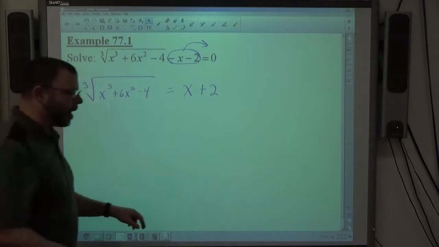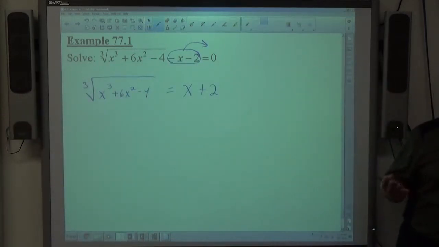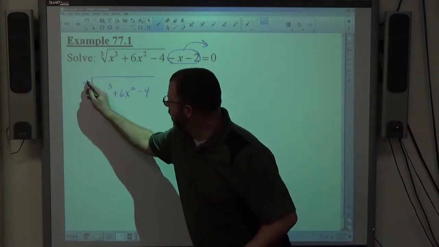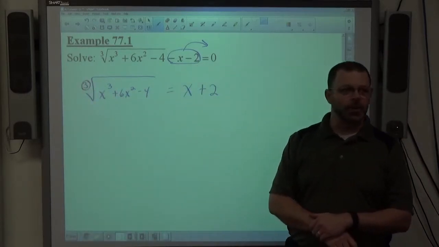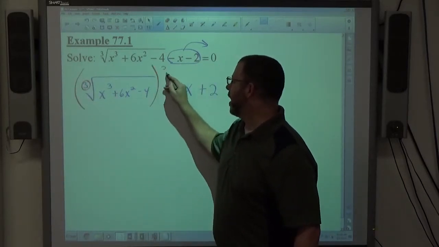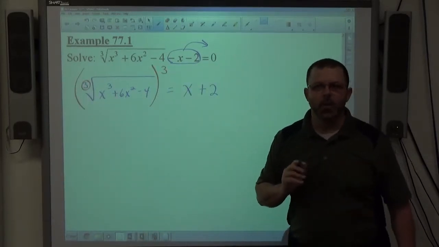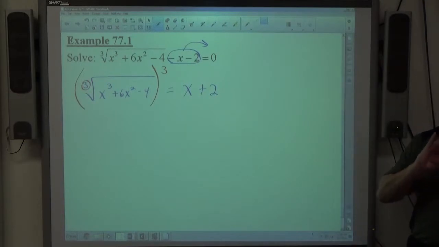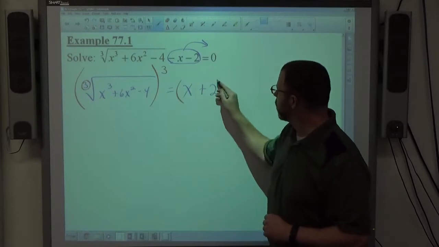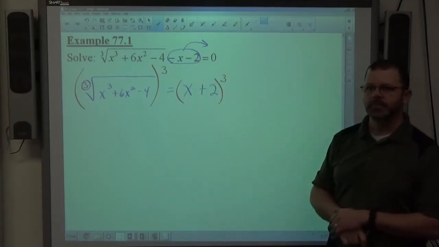Next, I want to get rid of the radical. The whole purpose of isolation is if you take the radical to whatever the power that matches the index is, you will get the radical to disappear. So this is a cube root. So in order to get rid of the radical, I need to cube the radical. The requirement of algebra is if I do something to one side, I have to do the same thing to the other side. So cubing the left-hand side requires me to cube the right-hand side.